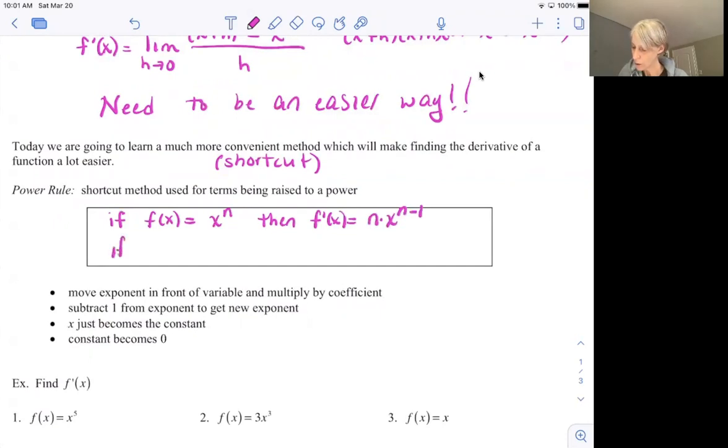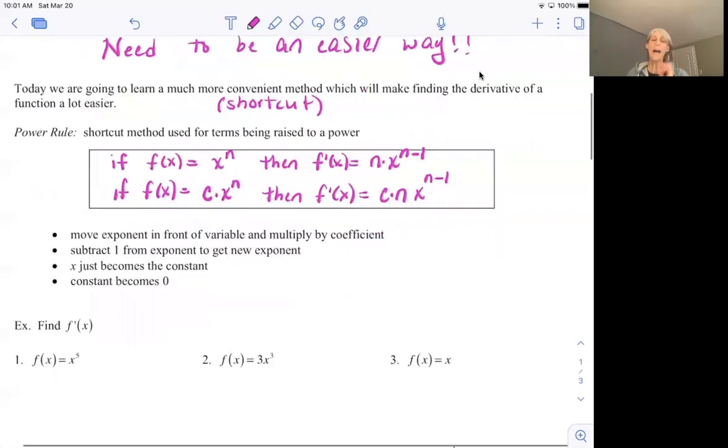We can also apply this rule if we have a multiplier out front. If we have a constant c times x to the n power, then f prime of x is going to equal c times n, whatever number's out in front, x to the n minus 1. And that's the notation for the power rule, but it's very, very easy to use. What we're going to do is move the exponent down in front of the variable and multiply by the coefficient that's in front. Subtract 1 from the exponent to get the new exponent. X just becomes a constant and a constant becomes 0. These are things we're going to see based on the rules.